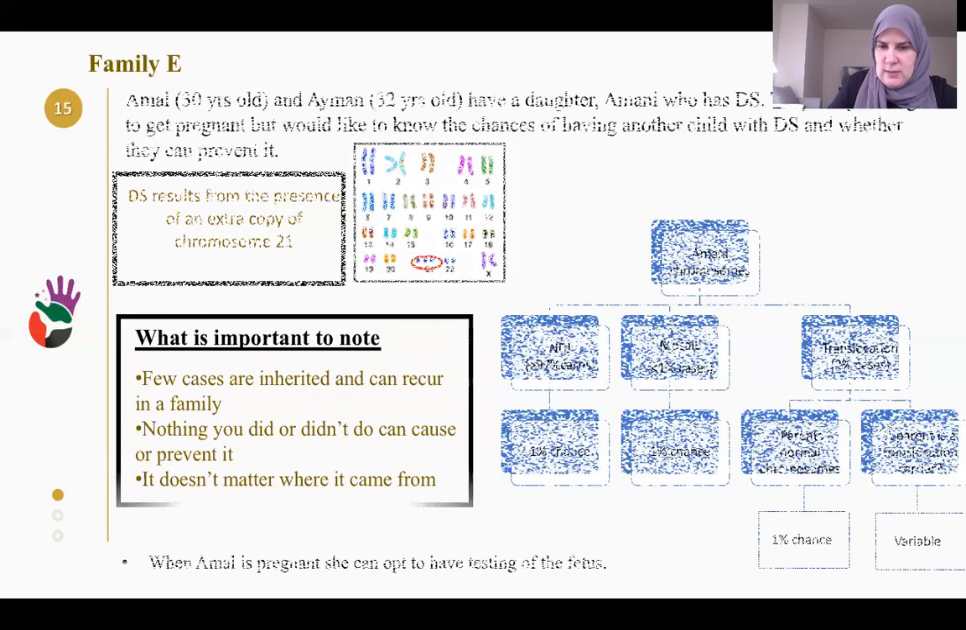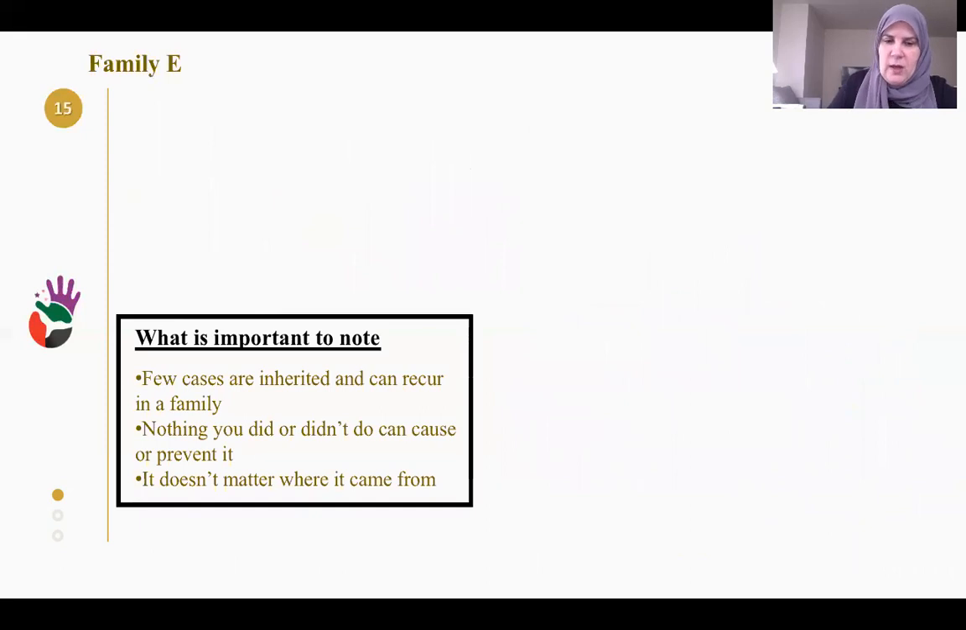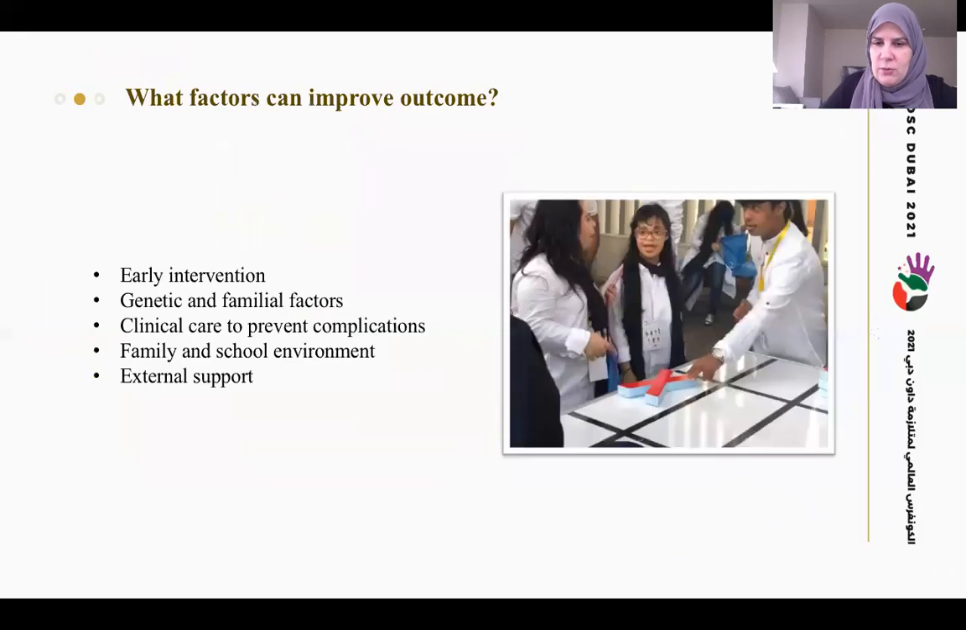In all cases, what you need to know is that the majority of cases are not inherited and do not recur. Nothing you as a parent did or did not do could have caused or prevented this. And it doesn't matter where it came from. Did it come from the mom's side or the dad's side? It will not make any difference, and we will not look for that during our testing.